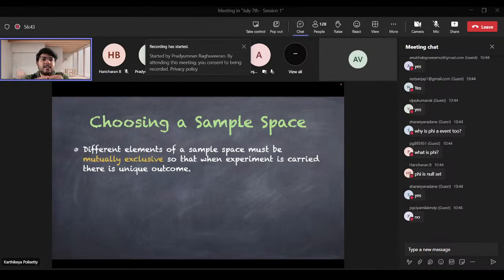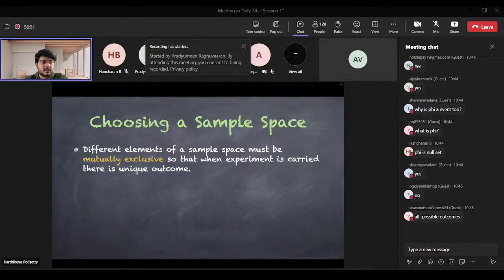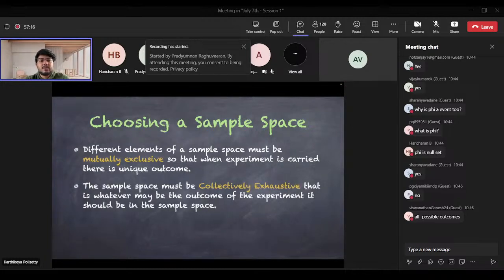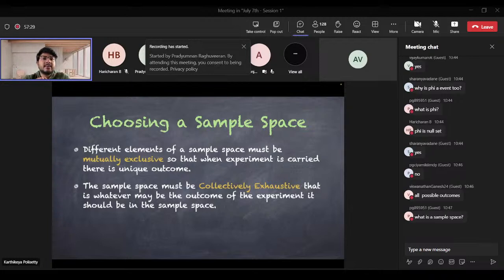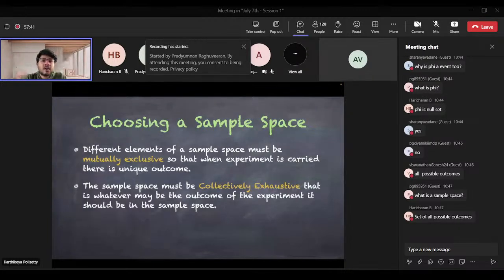Why? Because the sample space needs to satisfy certain criteria for being a sample space. So different elements of a sample space must be mutually exclusive so that when an experiment is carried out, there is a unique outcome. Like there should be no overlap of two elements in the sample space. The sample space must be collectively exhaustive. That is, whatever may be the outcome of the experiment, it should be in the sample space. So while tossing a coin, I can't just simply take getting head as my sample space because it doesn't include the possibility of getting tail. So when we take all the elements of the sample space, then it should give all possible outcomes of this event.